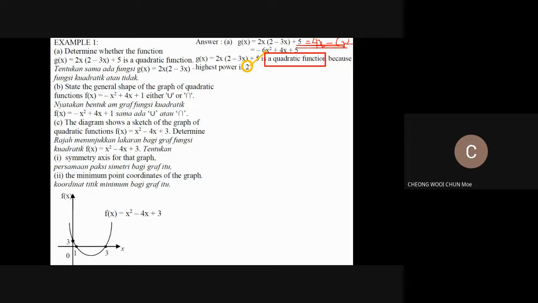Part B, state the general shape of the graph of a quadratic function. It's either U or N. Either U, minimum, or N, maximum. Since the coefficient is negative, it's an N shape, so it's a maximum. So answer this.